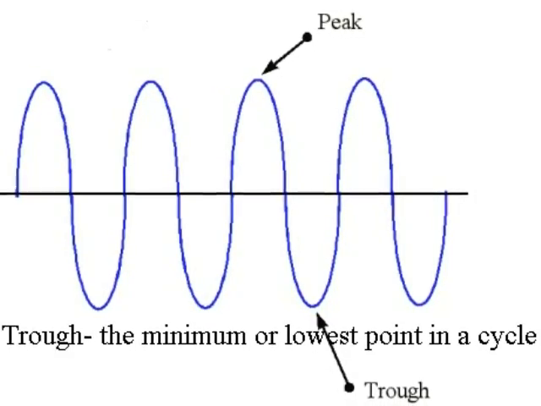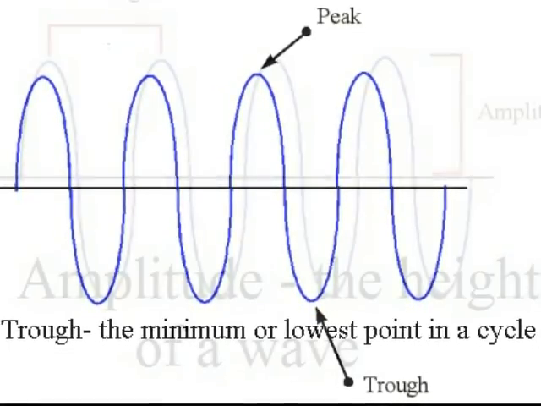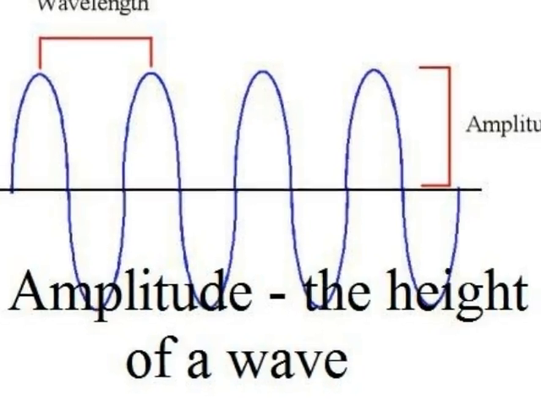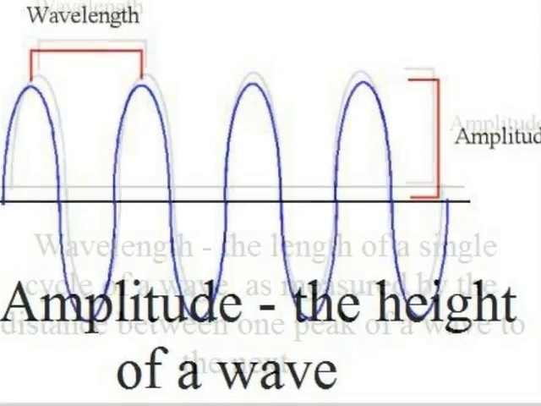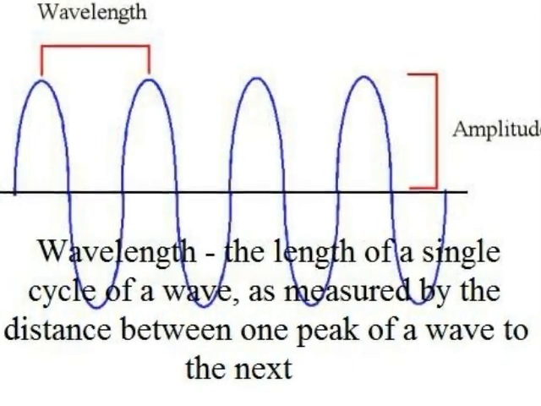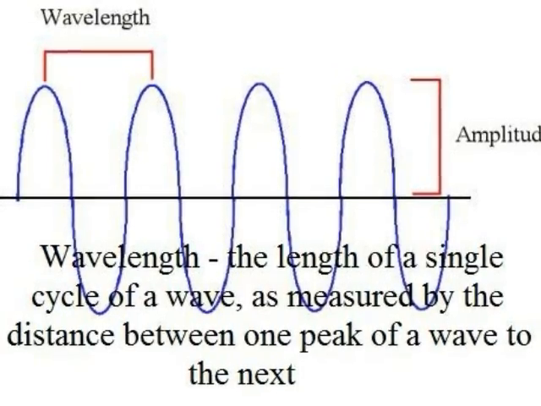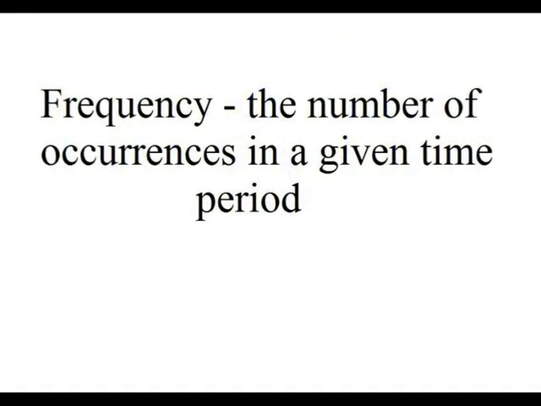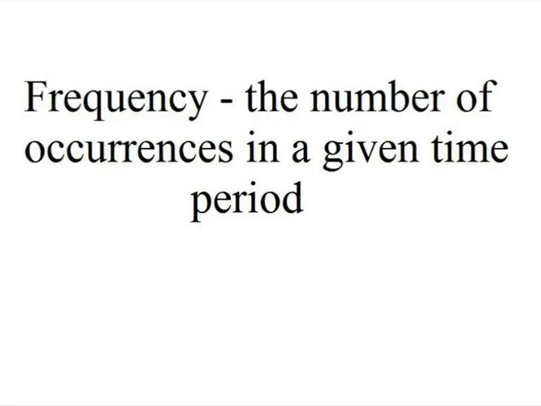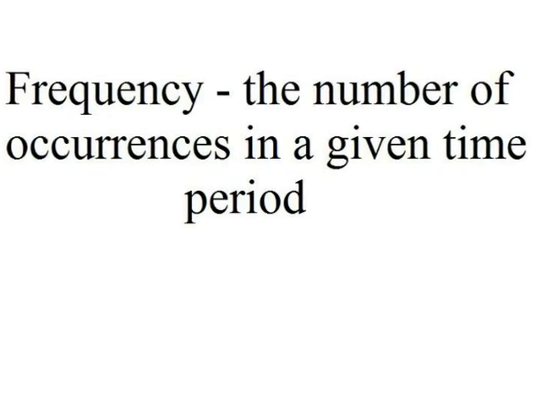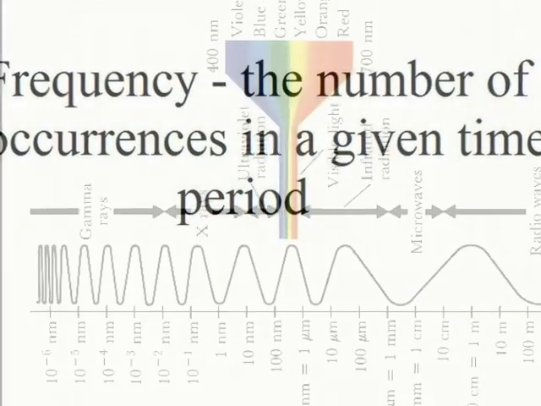Similarly, the trough is the minimum or lowest point in the cycle. The amplitude is the height of the wave, while the wavelength measures the distance between one peak to the next. The frequency is the number of occurrences in a given time period. This is just another way of saying how fast a wave is occurring.